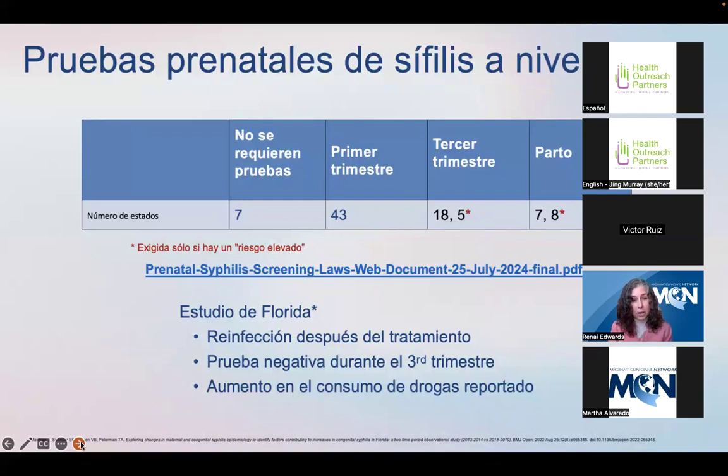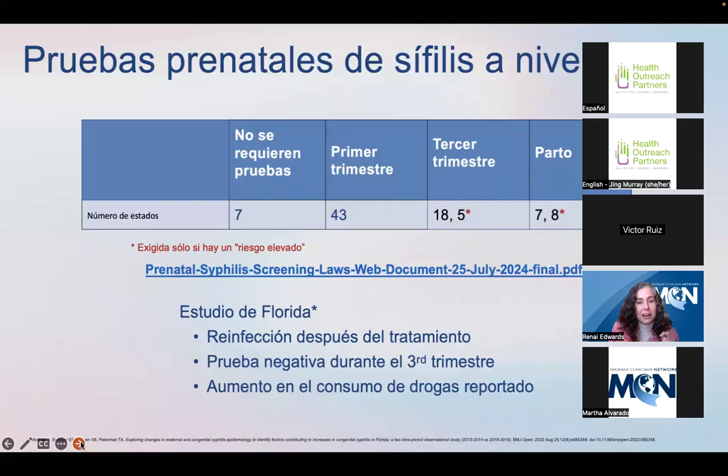Okay, so I'm going to talk a little bit about prenatal testing in your state. If you know what the prenatal testing laws in your state are, go ahead and put it in the chat. List your state and then the trimesters when testing is required. If you don't know, that's okay, because you can look it up. We will share this resource, the prenatal syphilis screening laws in the United States. Let's see if anyone's in the chat. Don't see anything going on.